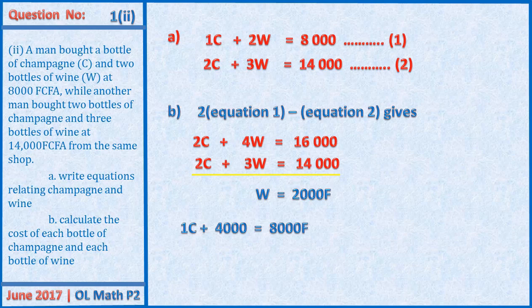We now substitute this value into equation 1. So I have 1C plus 2W, so C plus 2 times 2,000, which is 4,000, equals 8,000. And my C will be equal to 4,000.